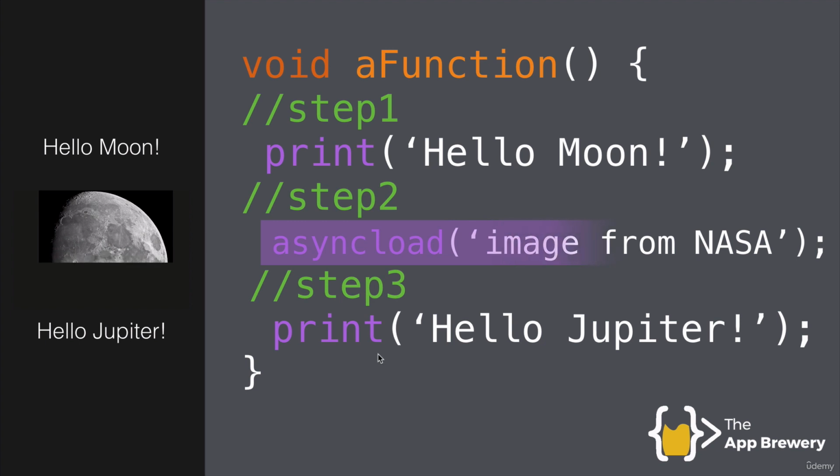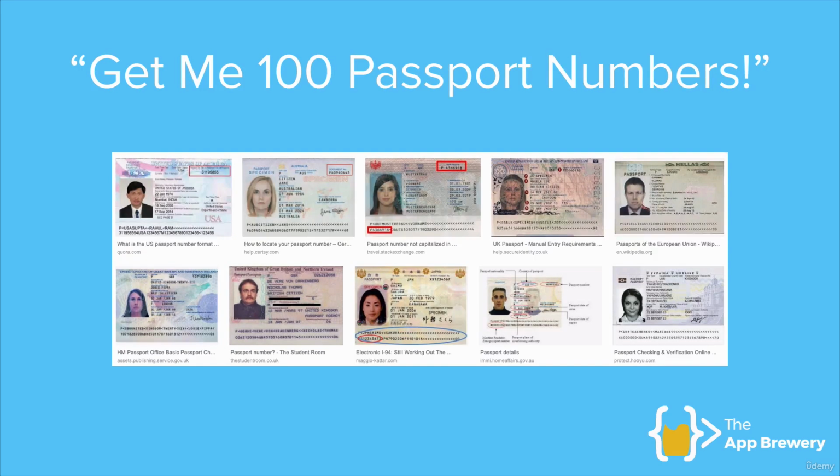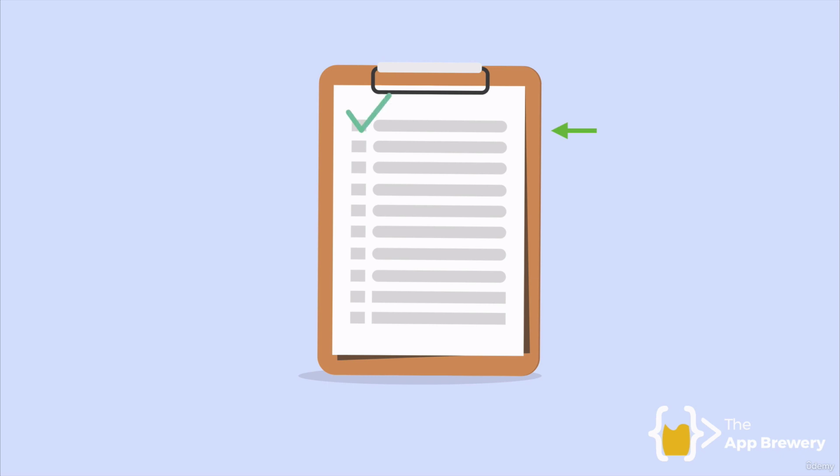Now, why is this actually useful? I want you to imagine that come Monday, you're going to work and your boss tells you to get me 100 passport numbers. Get them to me right now. So you have to call up all of the customers one by one and ask them for their passport number. So you have this checklist and you're going from the top to the bottom, one by one, calling up each customer. Now, it's not so straightforward, right?